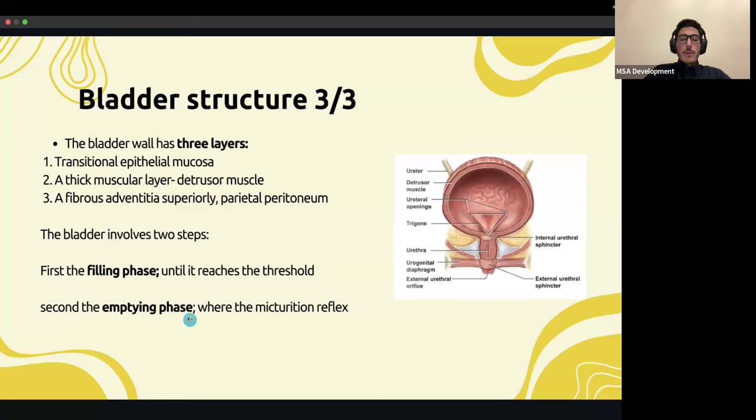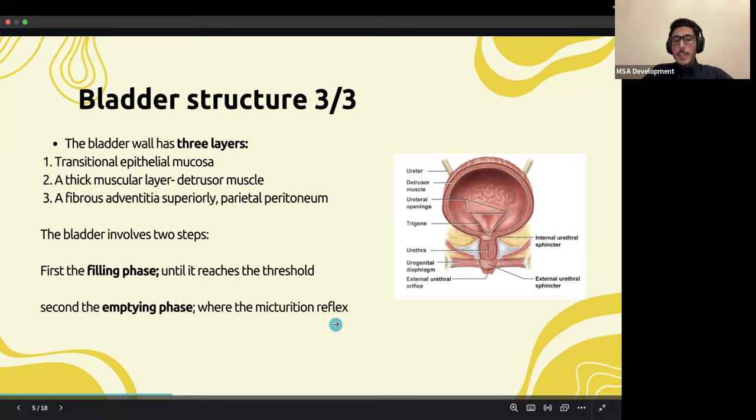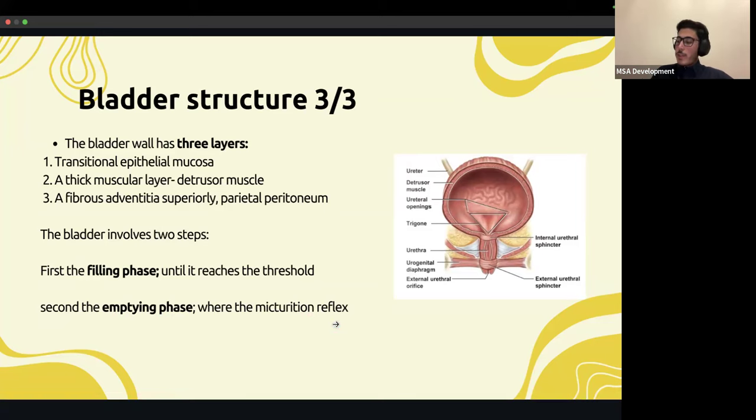Secondly, we have the emptying phase. The emptying phase is where we force the bladder, or there are signals from the spinal cord that send a micturition reflex, where the body starts to micturate. And you're going to feel that. We'll discuss this further.